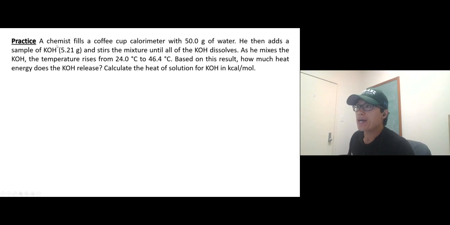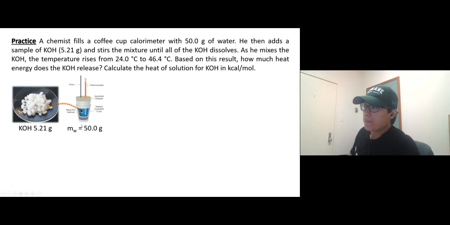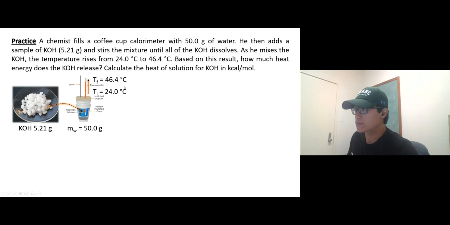Let's see what's happening here. A chemist fills a coffee cup calorimeter with 50 grams of water. He then adds a sample of potassium hydroxide and stirs the mixture until all the potassium hydroxide dissolves. So we have the sample of potassium hydroxide put into the calorimeter filled with 50 grams of water. If you don't know, adding potassium hydroxide to water releases heat, so the temperature of the water goes up, all right? So here we go. The temperature rises from 24 to 46.4 degrees.